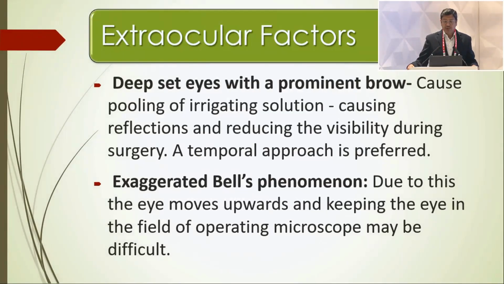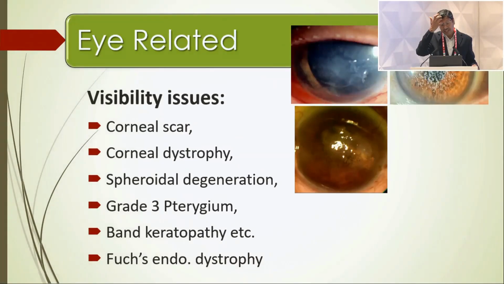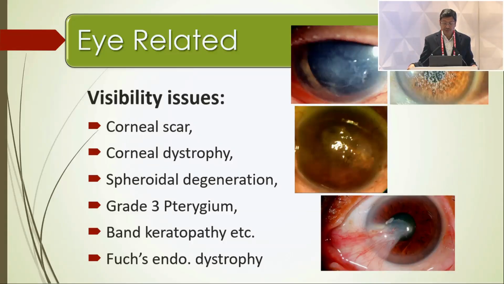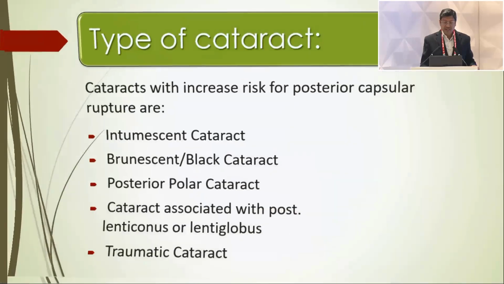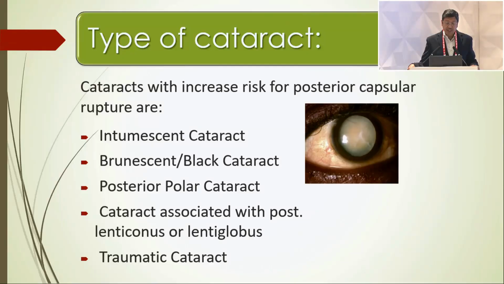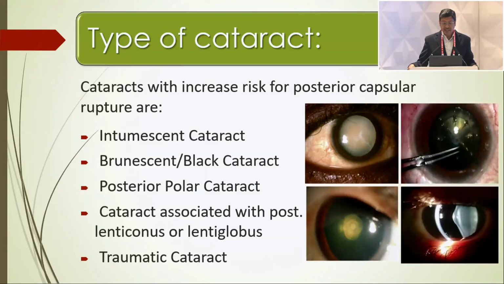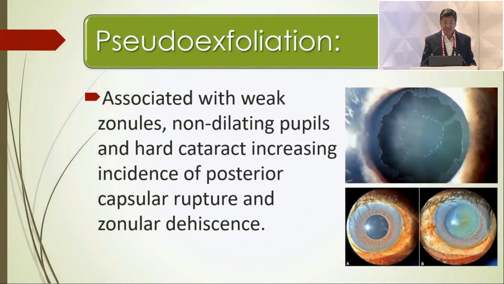Deep set eyes cause pooling of irrigation fluid and reflections, reducing visibility, and exaggerated Bell phenomenon causes jerky movement of the eye. Visibility issues can be due to corneal scar, corneal dystrophy, spheroidal degeneration, pterygium covering the pupillary area, band keratopathy, and so on. Cataracts can cause PC rent, especially intumescent cataracts, black cataracts, posterior polar cataracts, or cataracts associated with trauma, or lenticonus and lentiglobus. These are high-risk cases. Pseudo-exfoliation per se is a high-risk surgery where you have a chance of zonular dehiscence and PC rent.